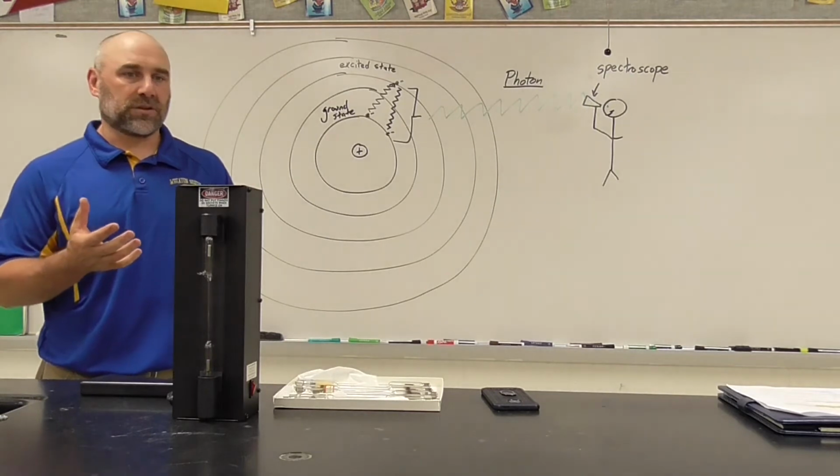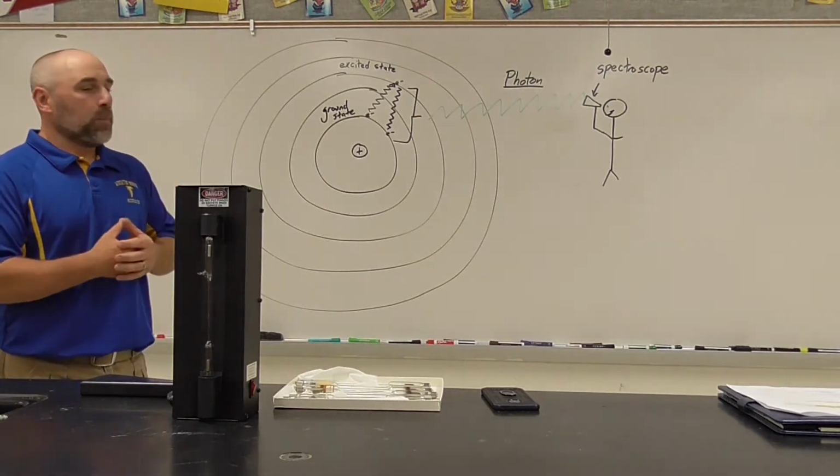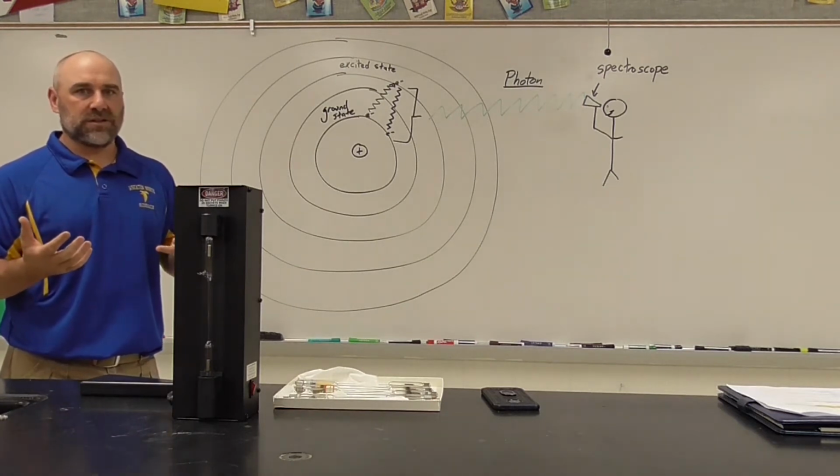Today what I'm going to talk to you about is the atomic emission spectrum. The atomic emission spectrum is a property of atoms that we can see and observe based on the way that their electrons move in the various energy levels.